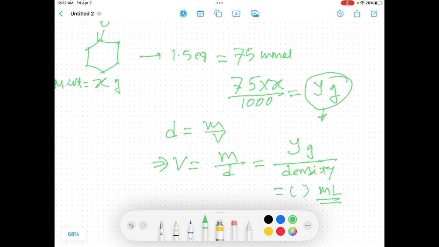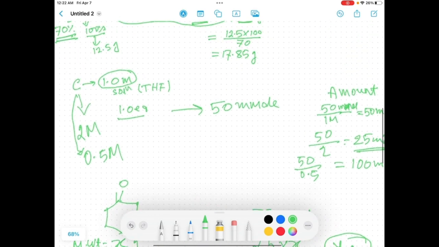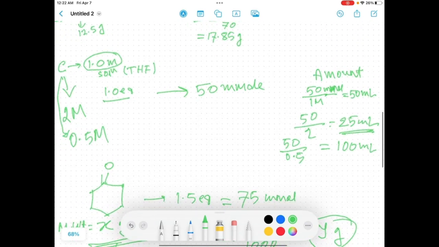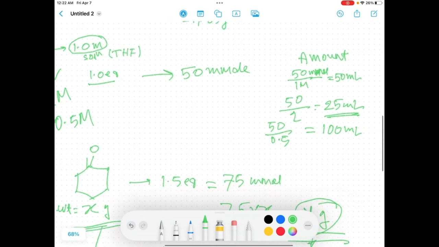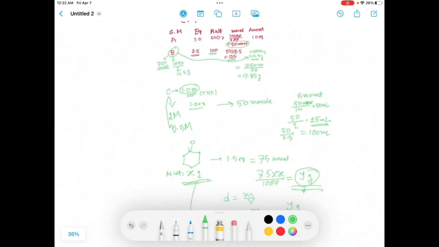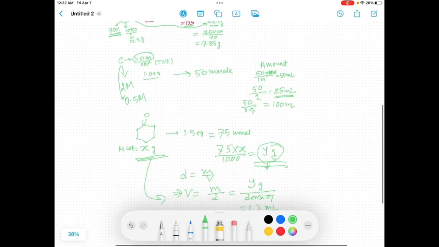So a direct liquid reagent can be calculated. First calculate how much gram you require, then convert it to a volume. Or if the liquid reagent is in a solution of certain concentration, then you can calculate how much amount you need. If you have any more questions, you can ask me and I will try to answer.